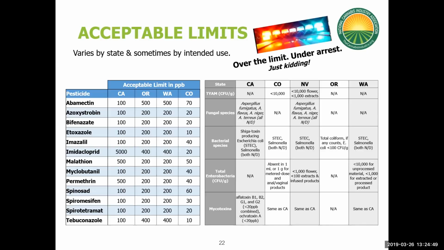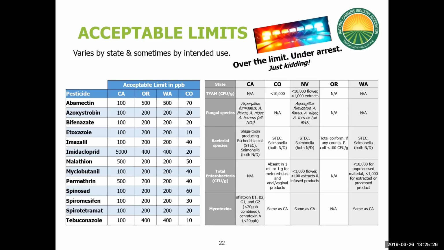On this slide, we'll talk about different acceptable limits for these test results. And this varies state by state and also by intended use. So on the left-hand side of this slide, we have acceptable limits for different pesticides in different states. We have California, Oregon, Washington, and Colorado listed. And then on the right-hand side, we have different limitations set in different states for total yeast and mold, fungal species, bacterial species, total enterobacteria, and mycotoxins.